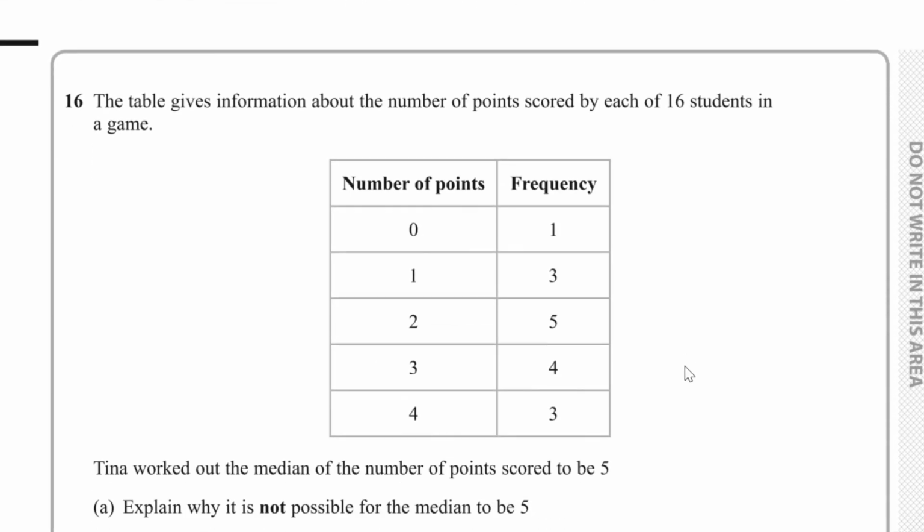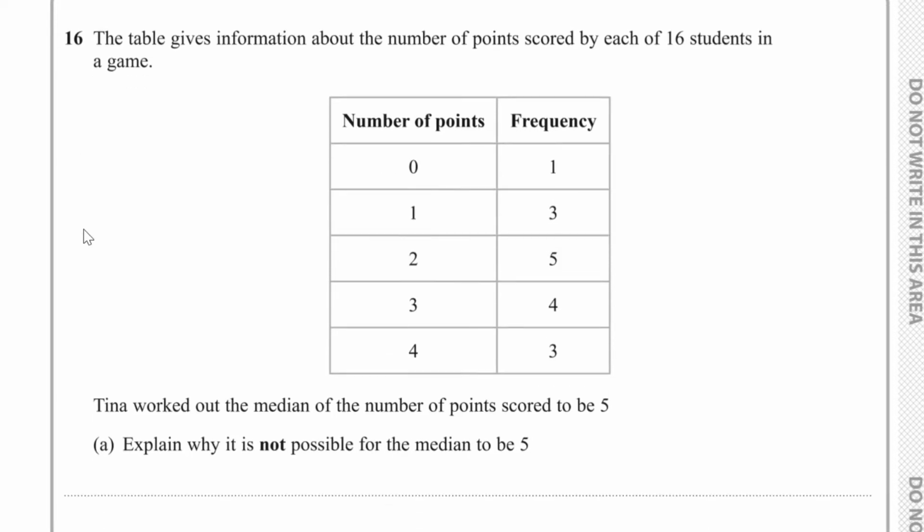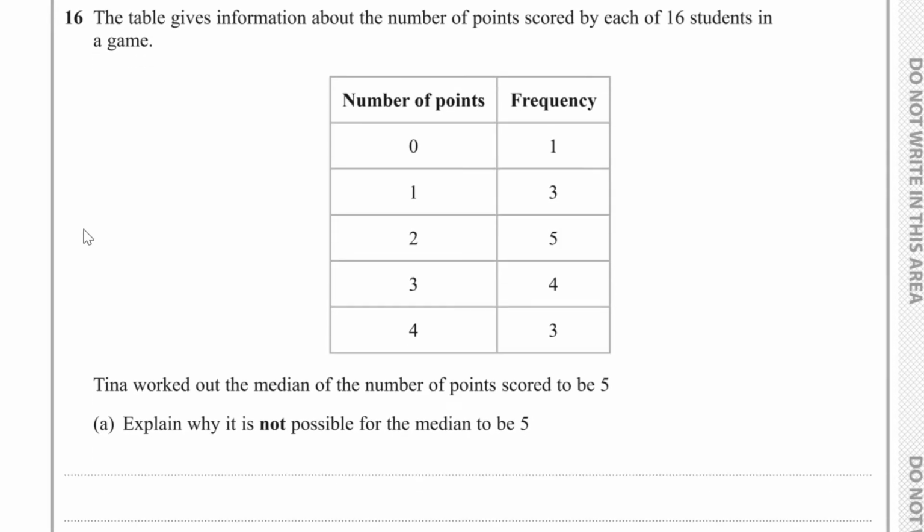Question number 16. The table gives information about the number of points scored by each of 16 students in a game, and Tina worked out the median of the points scored to be 5. We have to explain why it's not possible for the median to be 5.